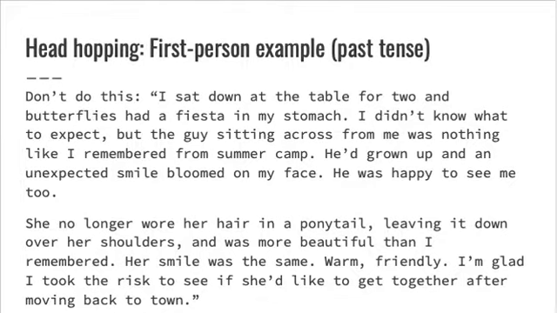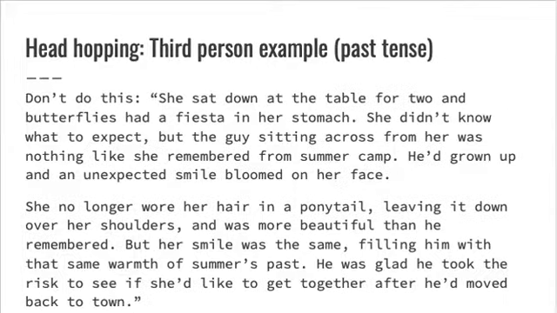If the story is being told in first-person point of view, the writer must stick to what that main character knows and experiences. Also, she can't interpret his experience unless she acknowledges that. So when she said, he was happy to see me too, it doesn't work. She could say his smile suggested he was happy to see her too.